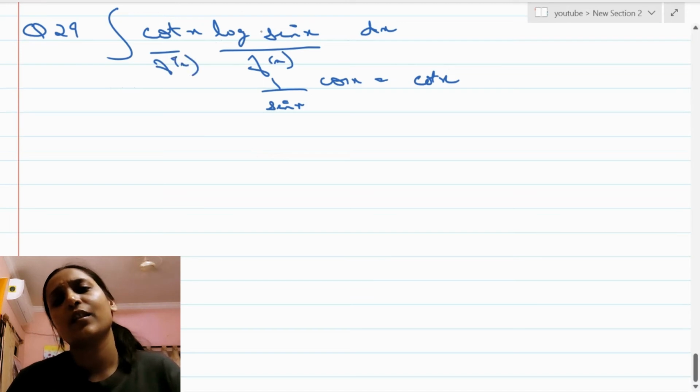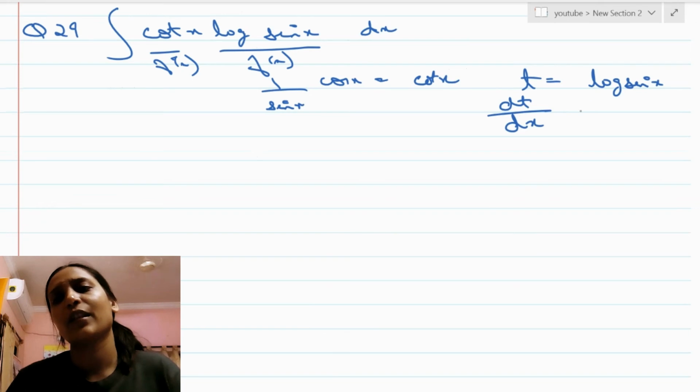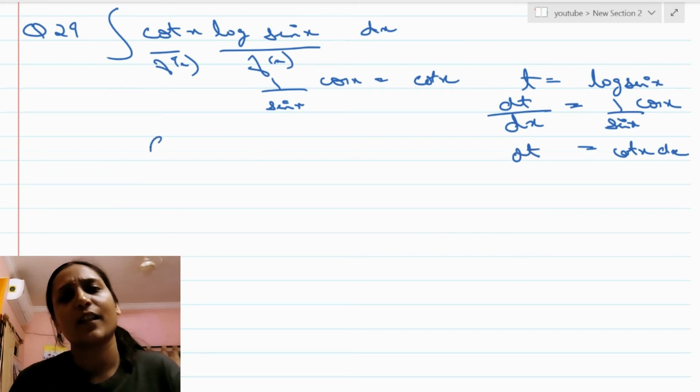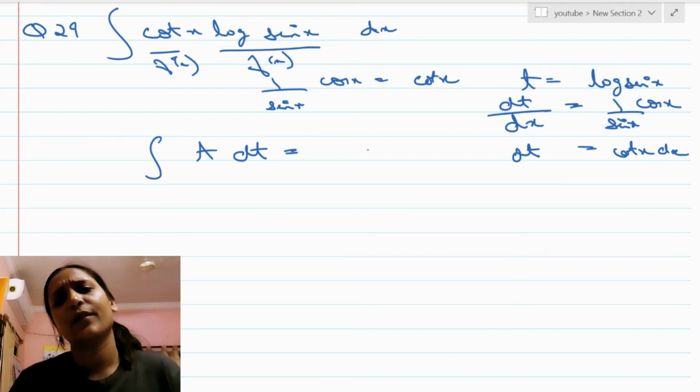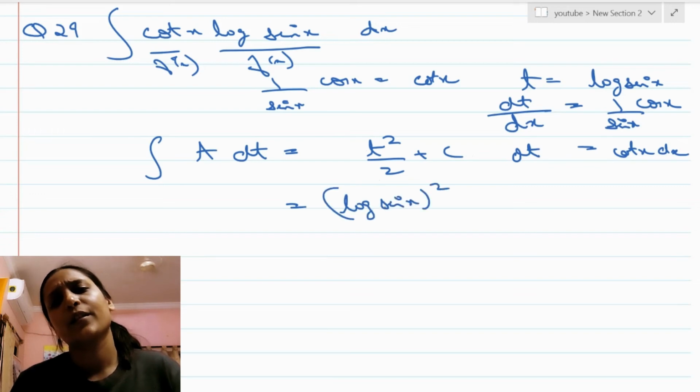This means that t should be equal to log sin x, because you take the f of x as the main thing that you're substituting. So dt by dx would be 1 by sin x into cos x, which is nothing but cot x. So cot x dx is equal to dt. So we can just write this as the integral of t dt. The integral of t dt would be t square by 2 plus c, which is going to be log sin x to the power 2 by 2 plus c.